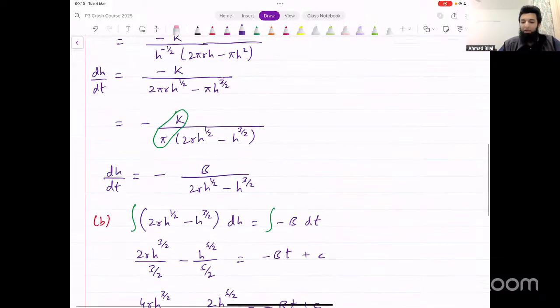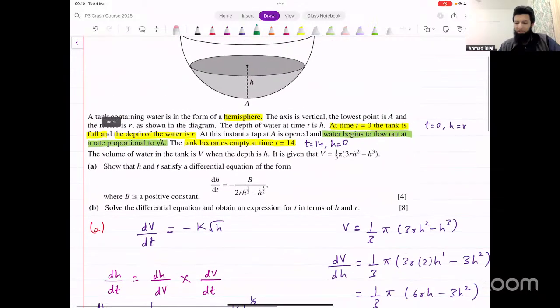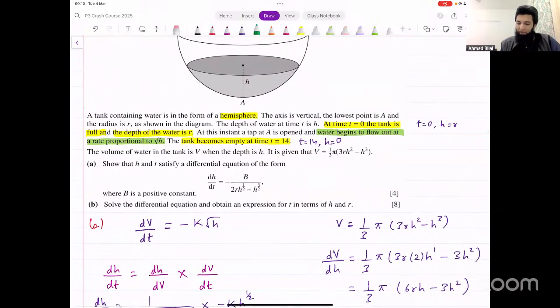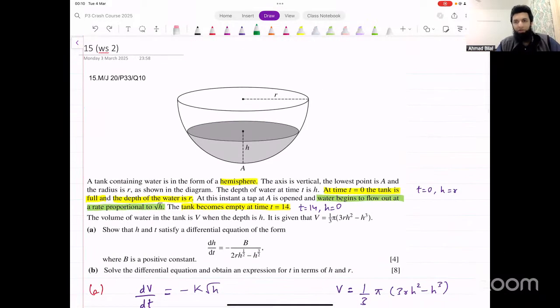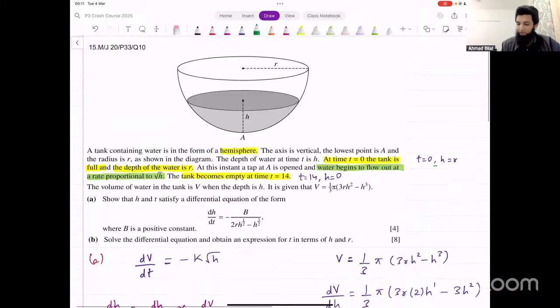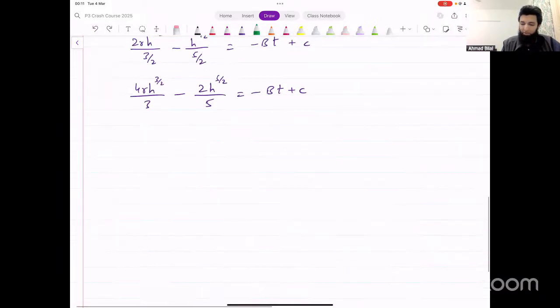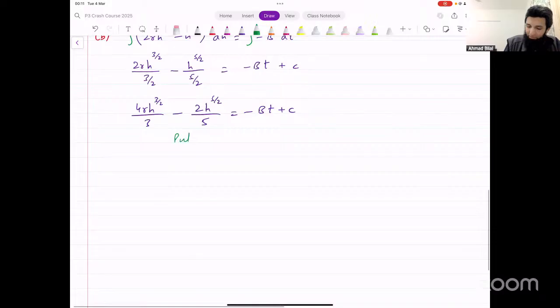Okay, now what's the information that we are given? T is equal to 0 when h is equal to r. When t is equal to 0, h is equal to r. That's one point that we have. Let's input that here: t = 0 and h = r. Okay, let's see what we get from this.